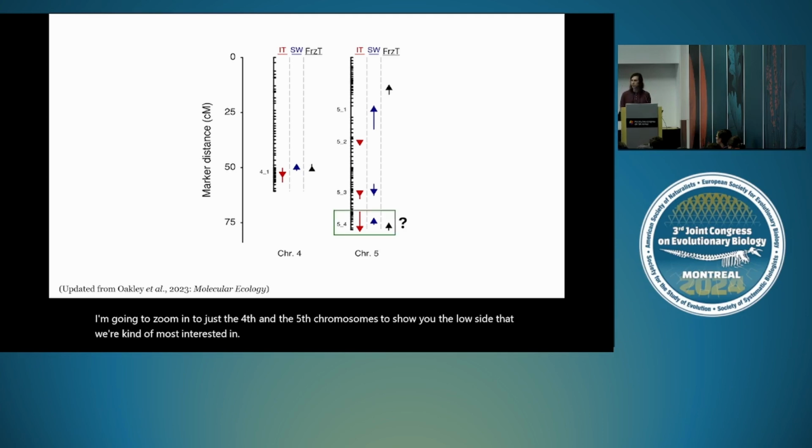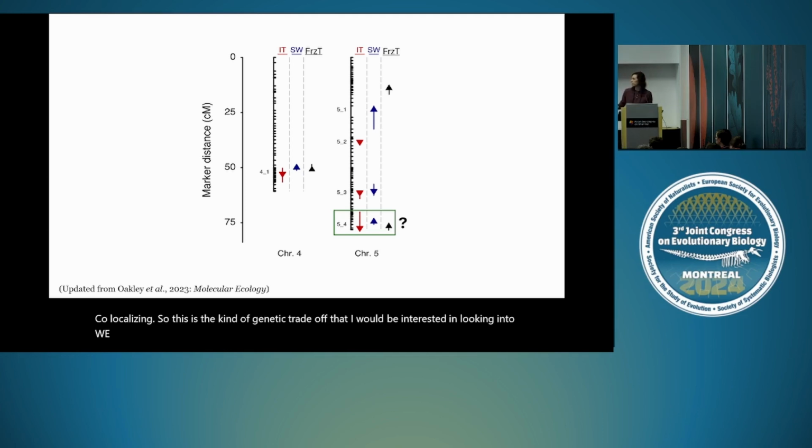So one of them is right down here, and just to orient you, the directionality of these arrows is showing the effect of the Swedish allele specifically. So down here we're seeing a locus where the Swedish allele decreases fitness in Italy, increases fitness in Sweden, and increases freezing tolerance. And these are all co-localizing. So this is the kind of genetic trade-off that I would be interested in looking into.